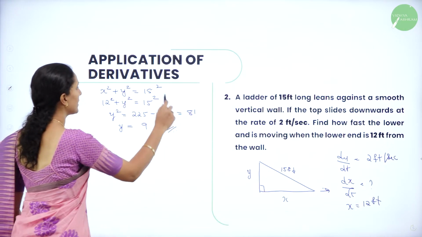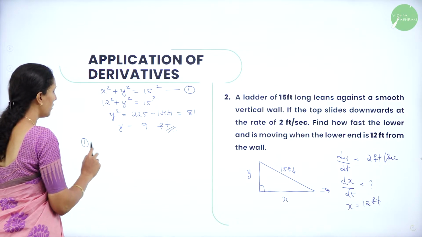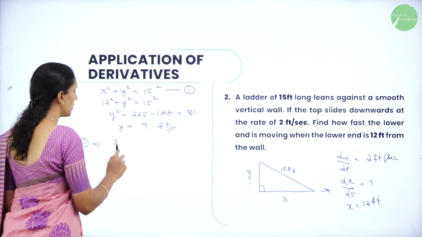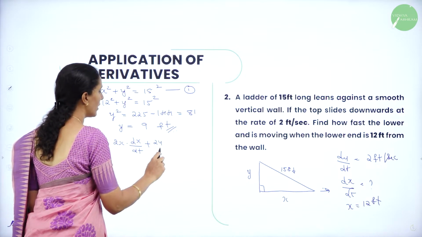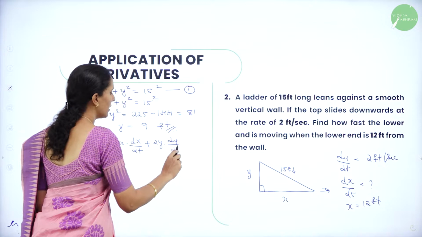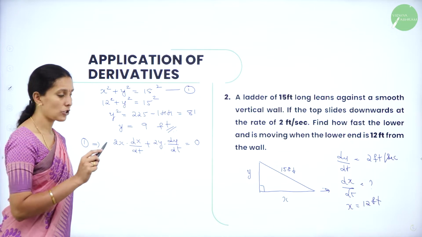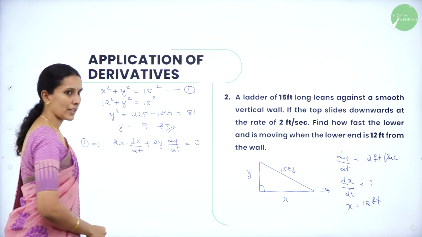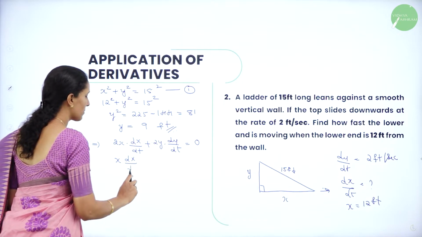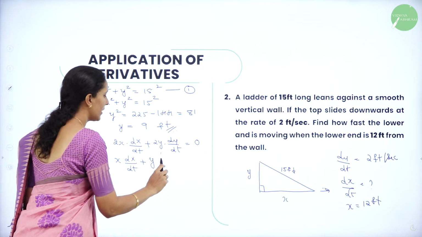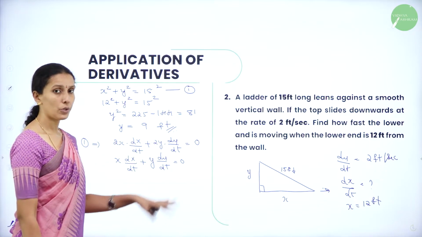Now, let us take this as equation 1 and we differentiate it with respect to t. So, from 1, if you differentiate it, we get 2x into dx by dt plus 2y into dy by dt is equal to 0, since 15 square is a constant and its derivative is 0. So, we can take 2 outside. Since it is not equal to 0, I can write x into dx by dt plus y into dy by dt is equal to 0, or we can divide by 2 on both sides.